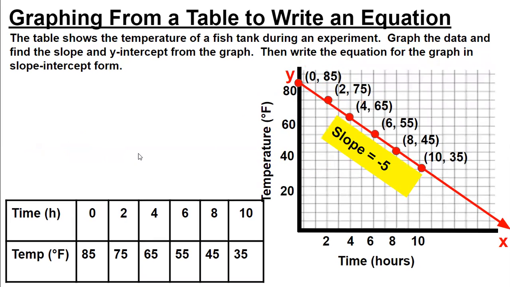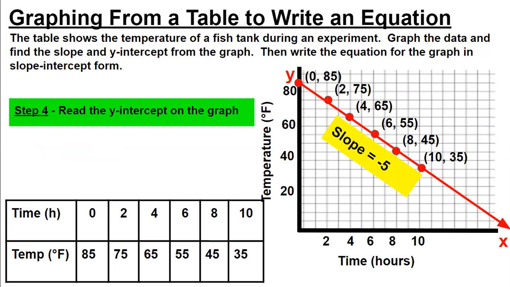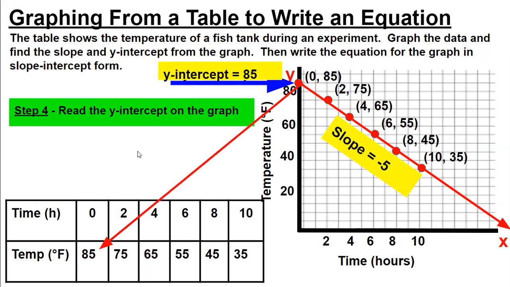Now we have to do step 4. We're going to read the y-intercept on the graph. I already pointed out where that was. Do you see it? Yep, there's the y-intercept. That's the point that crosses the y-axis. And that's at (0, 85). Notice how on the y-intercept, x is always 0. So there it is, (0, 85). Notice how 85 is the value when time is 0.